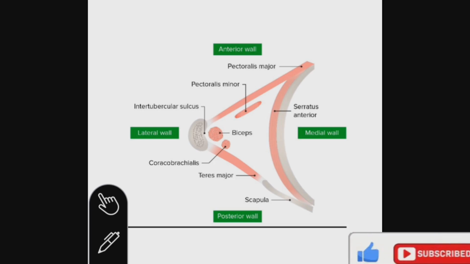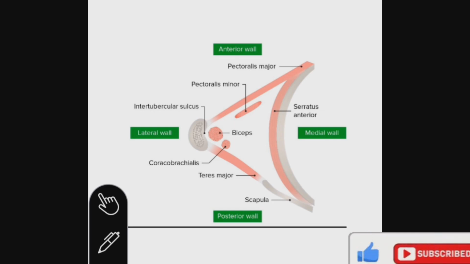Quickly, let's talk about the muscles of the axilla. You have the anterior wall muscles, which are the pectoralis major, pectoralis minor, subclavius, while the posterior wall muscles are made of the subscapularis, the teres major, the latissimus dorsi. The medial wall is made up of the serratus anterior. Take note. Those are the muscles in the axilla.